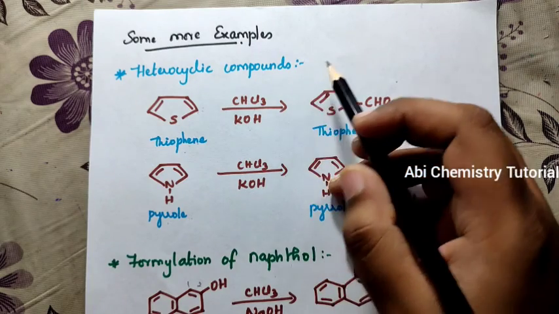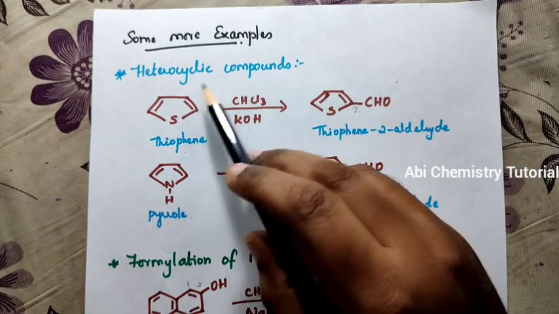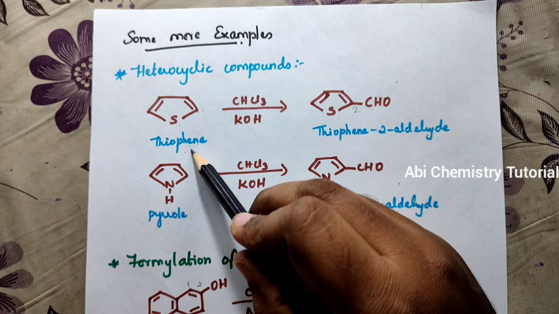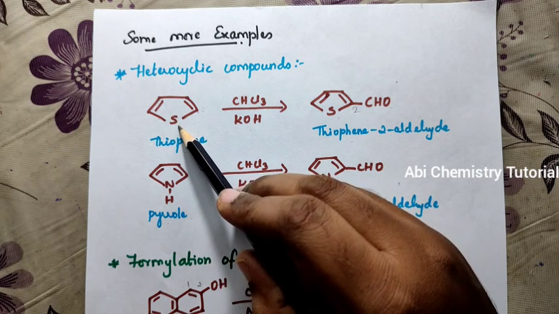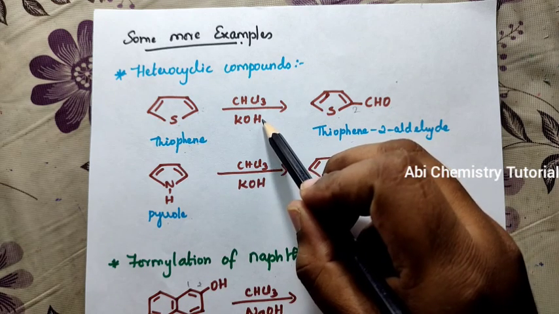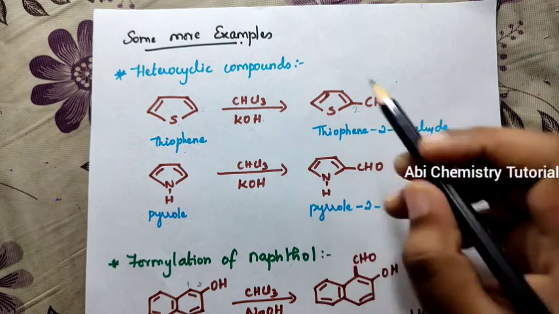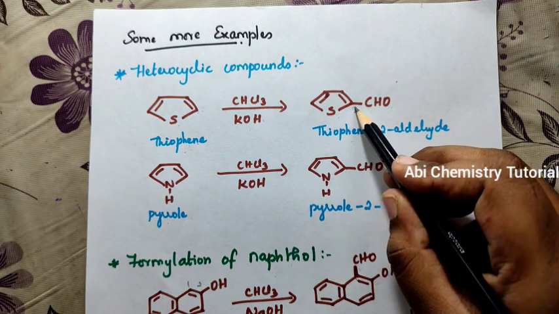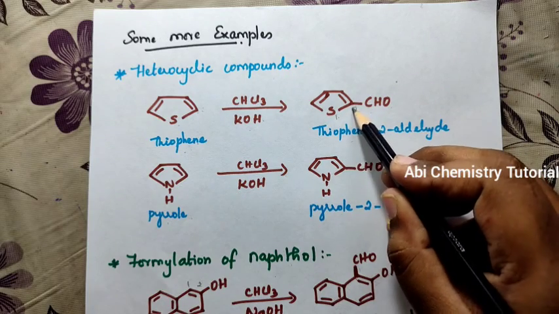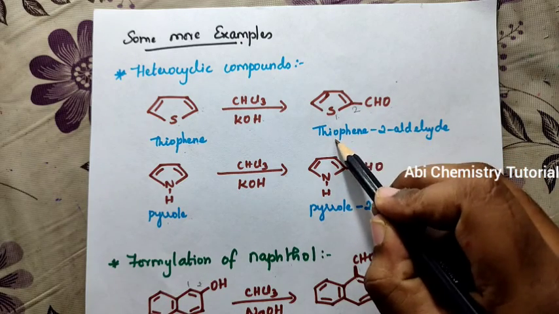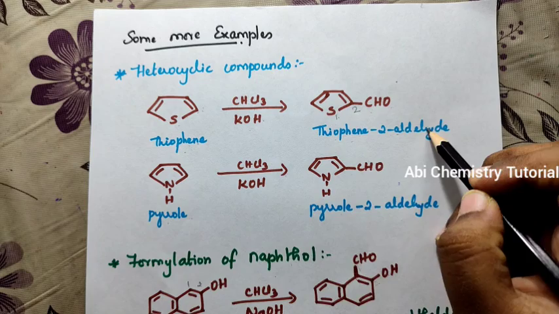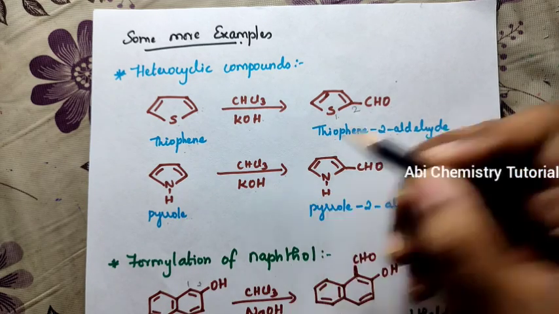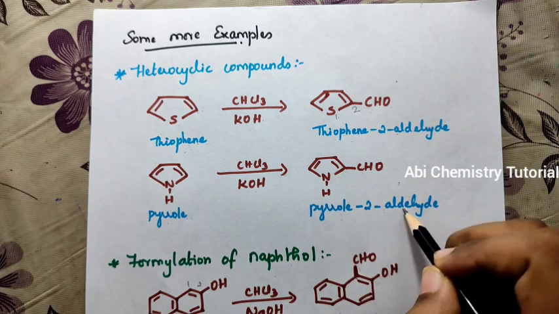So here we have some more examples. In the case of heterocyclic compounds, for example, if we use thiophene, that is a heterocyclic compound with sulfur, when it is subjected to Reimer Tiemann's reaction, we get an aldehyde group substituted at the second position. So this is the first position, this is the second position. So it is thiophene 2 aldehyde. If we use pyrrole and subject it to Reimer Tiemann's reaction, we get pyrrole 2 aldehyde.